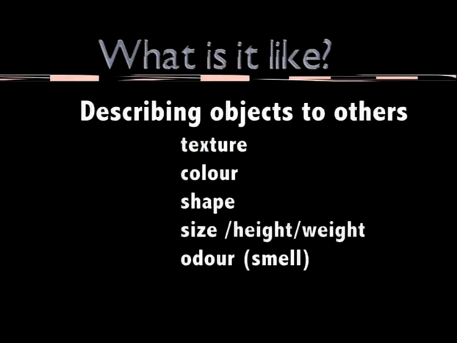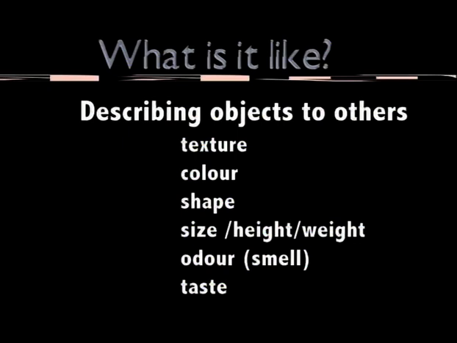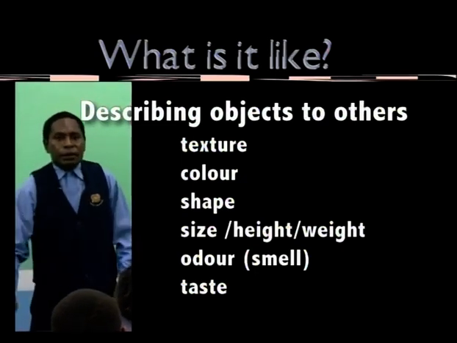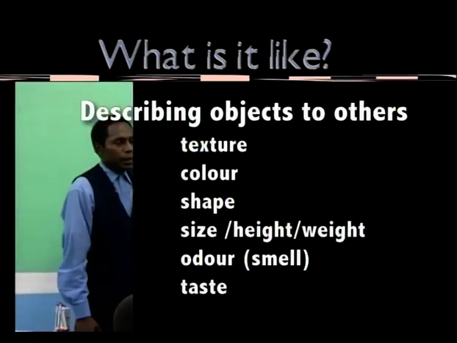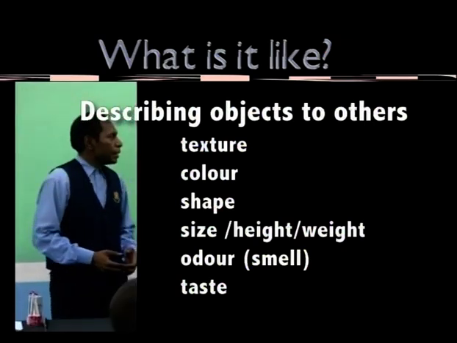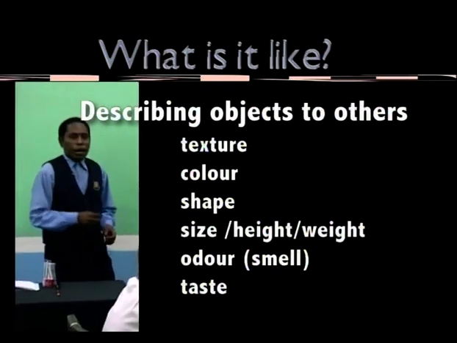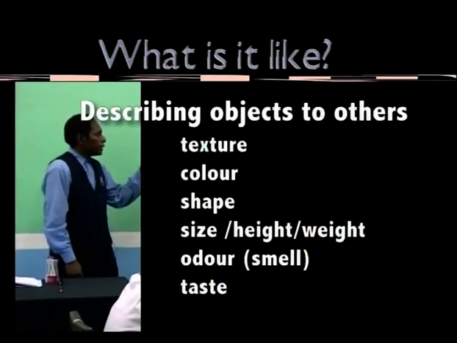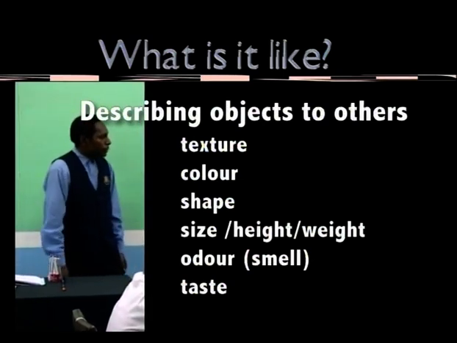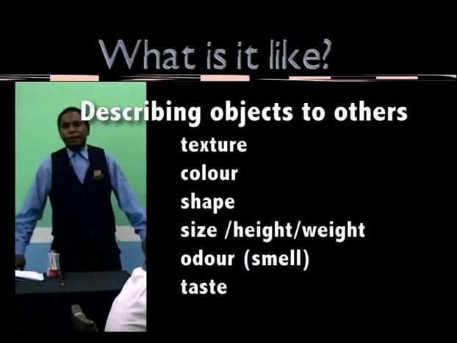Last one more. Sconti. Taste. Okay, taste. Right, receiving students, these are what your friends came up with. Hopefully you came up with a lot more lists than this, but these are basically what we use to describe something. The texture or how rough or smooth something is, color, shape, size, height, weight, odor or the smell, and taste.